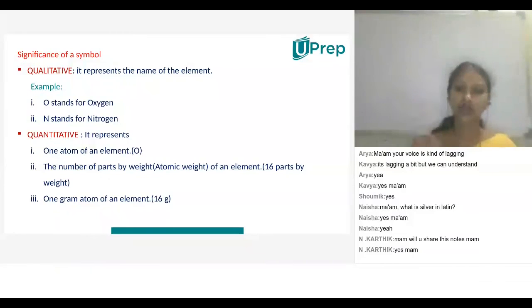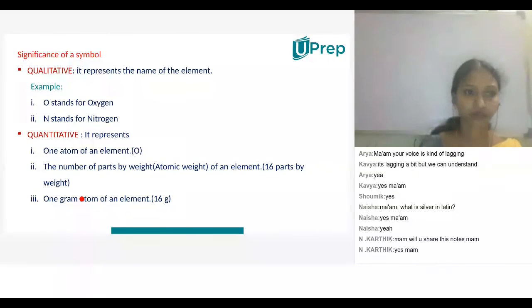So what is the main significance of the symbol? A symbol gives both qualitative and quantitative significance. Qualitative means that by seeing the symbol, you can easily understand the element name. Quantitative means the quantity of it; the atomic mass of the symbol you can easily know by knowing the atomic number. These are the qualitative and quantitative representations, the two significances of the symbol. No need to give the entire name of the element. By seeing the symbol, you will get both.